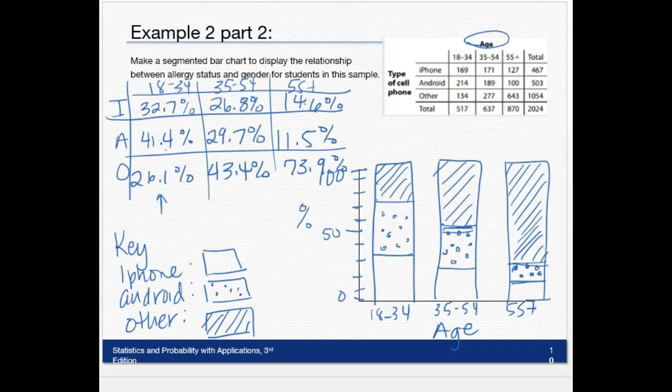Now, the logical question to follow this is: is there an association between age and the type of phone? Well, look at the bars. The segments of the different phones are very different for each of the age groups, which indicates that there is an association between age and type of cell phone. We're going to do more of this in class and in your homework.